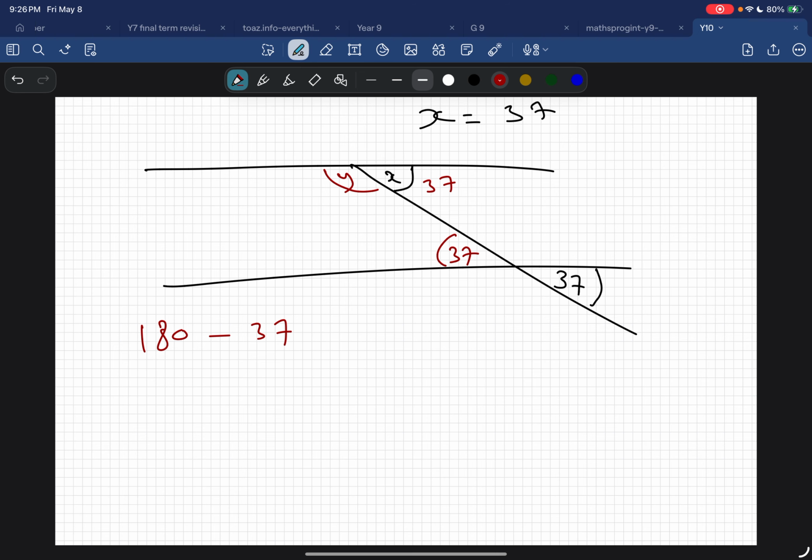And that's the case. So you take away 37 from 180, which is going to be 143. Okay?